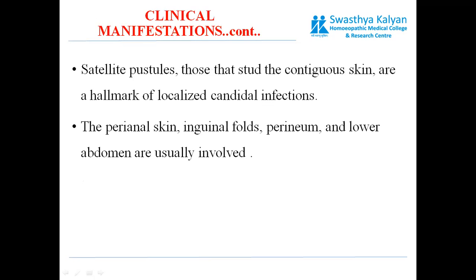Then satellite pustules, again an important point. Satellite pustules, those that stud the contiguous skin, are the hallmark of localized candidal infection. Satellite pustules are the hallmark sign of the candidal infection. The perianal skin, inguinal fold, perineum and lower abdomen are usually involved. Yes, this is very important. The areas involved in diaper rash are the buttocks, scrotal sac, mons pubis, inner thigh, lower abdomen.